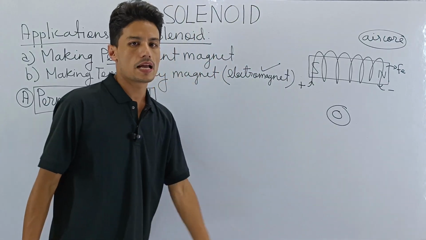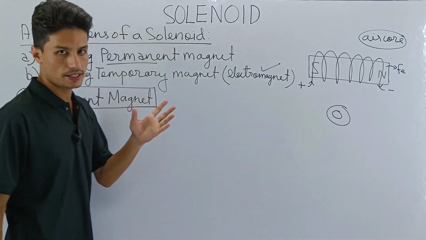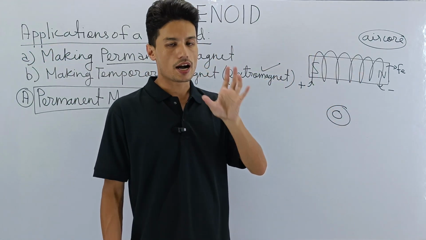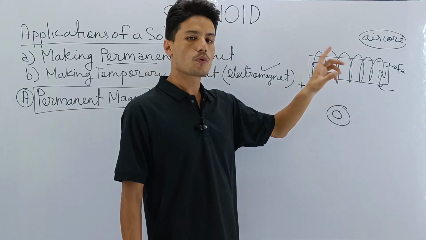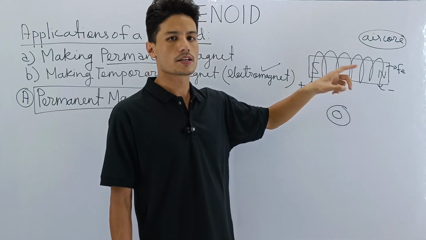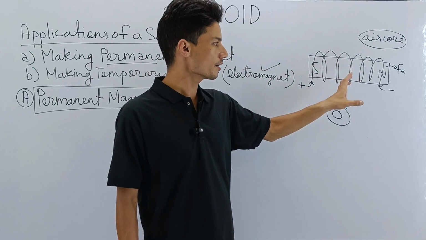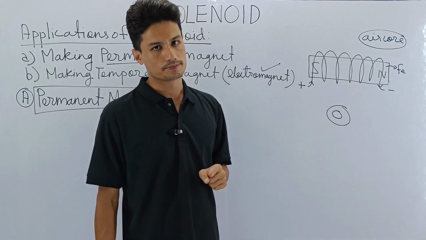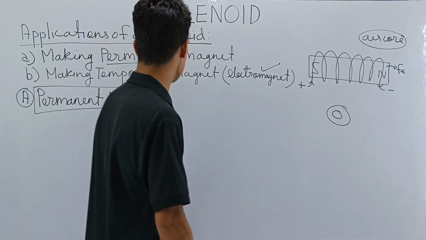This is one of the applications of a solenoid. So how are they made? They are made by inserting hard iron. When the core of the solenoid is made of hard iron, then we get ourselves a permanent magnet. So let's discuss in detail.